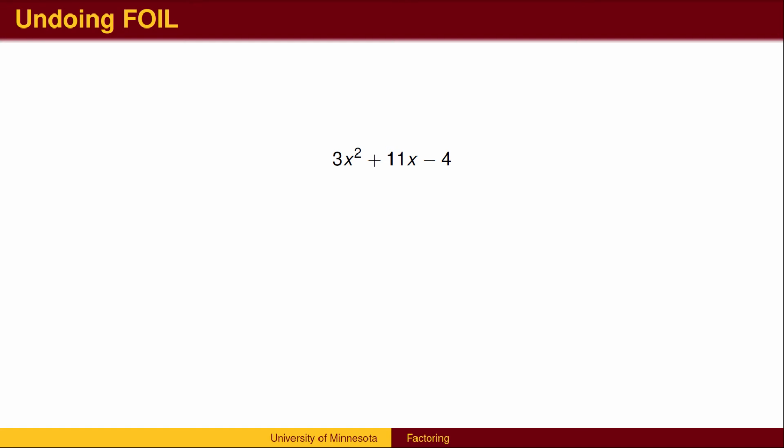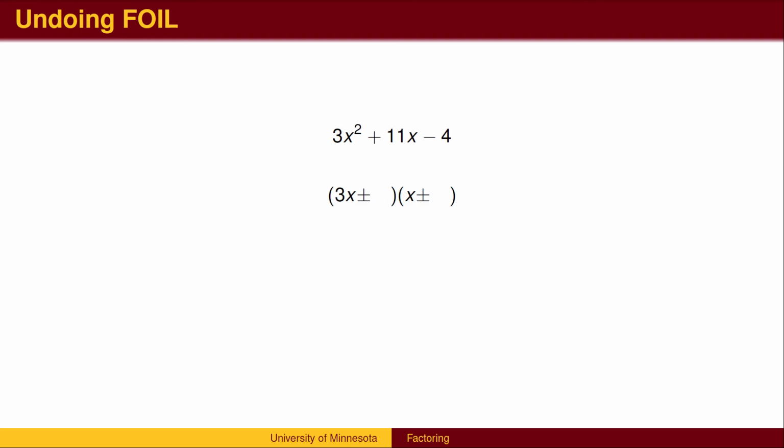In most cases, when we use the FOIL method, the middle terms combine. We then need to figure out how to split the middle term, in this case, the 11x. Unfortunately, there is no hard and fast rule. The best we can do is make a list of the ways the first term and the last term can be factored, and then check if the middle term is correct.